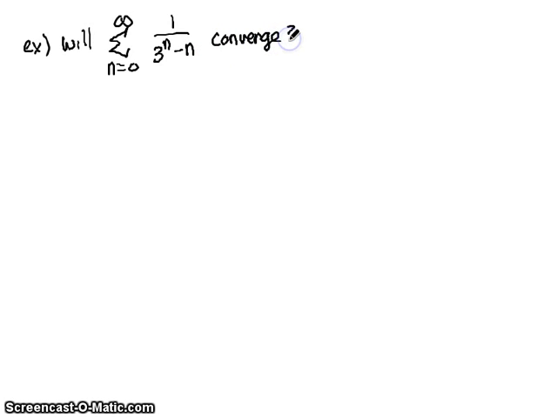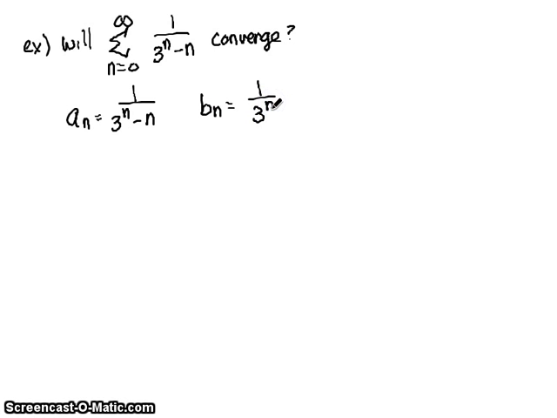So let's just say, will the sum from n equals 0 to infinity of 1 over 3 to the n minus n converge? Now, in the last video, we looked at 1 over 3 to the n plus n. And this time we'll say that a of n equals 1 over 3 to the n minus n. And just like the comparison test, we want our b of n to be something that looks like a geometric series or a p-series. So we're still going to say b of n is 1 over 3 to the n.